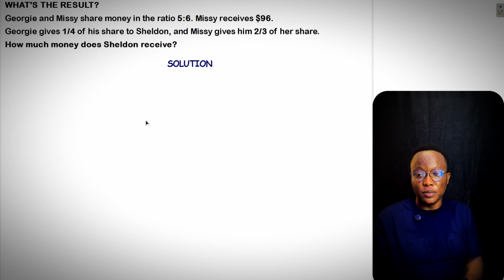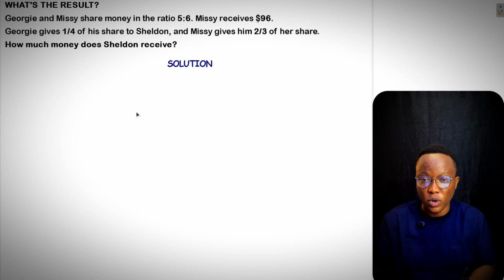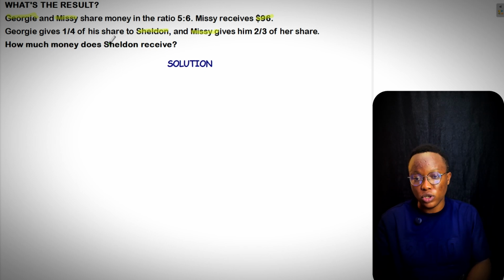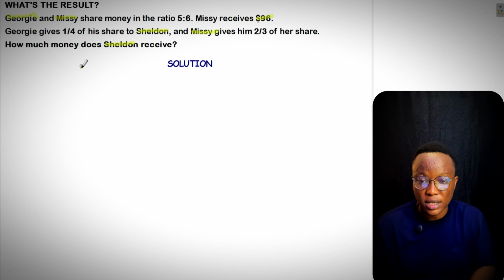Right. Today we have another question. The question says Georgie and Missy share money in the ratio 5 to 6. Missy receives $96. Georgie gives 1/4 of his share to Sheldon. Missy also gives him 2/3 of her share. The question is, how much does Sheldon receive? That's going to be our question today.